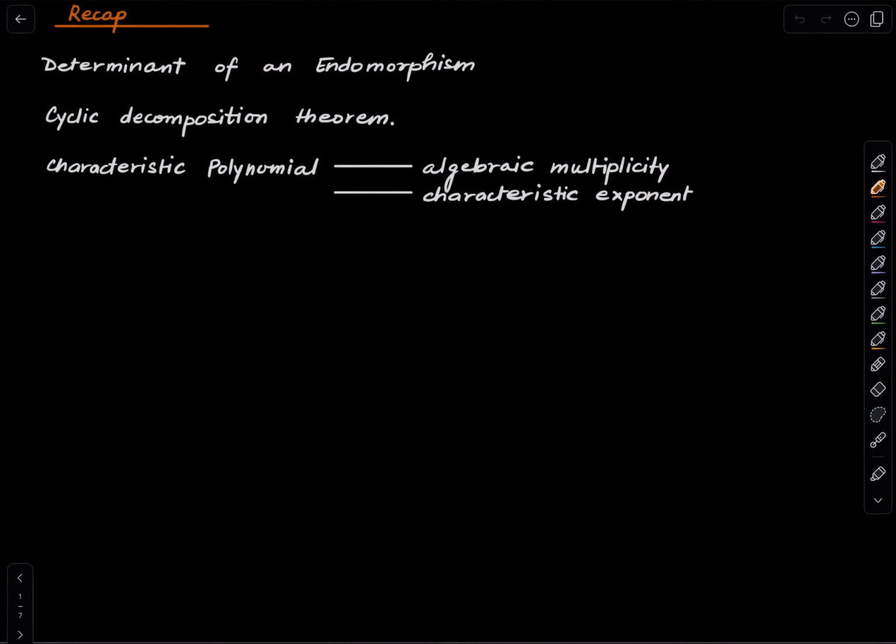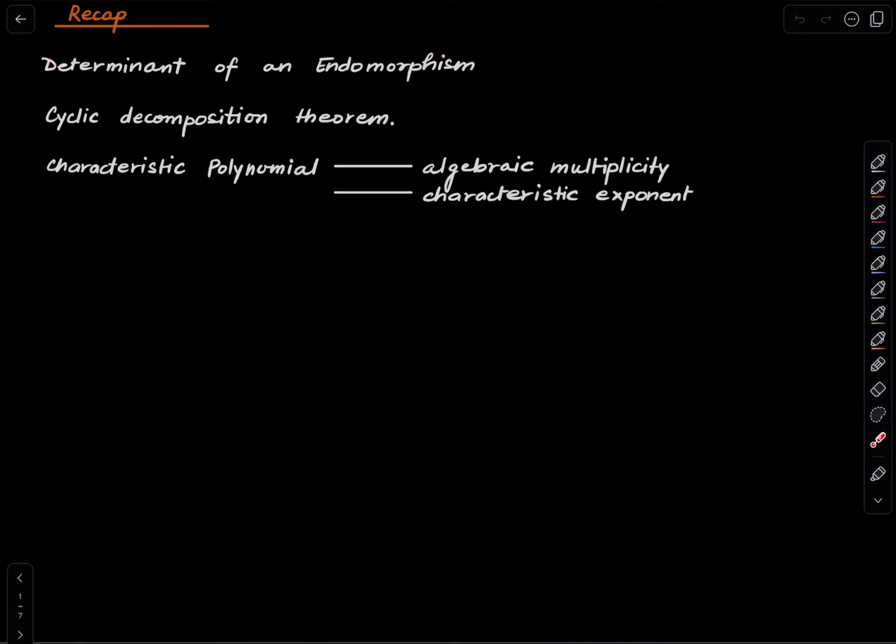Welcome to this lecture series in linear algebra. In this lecture, we will discuss how the characteristic polynomial behaves with the determinant. And we will be using a lot of material from the previous lectures. So, of course, we'll need the definition of the determinant of an endomorphism.